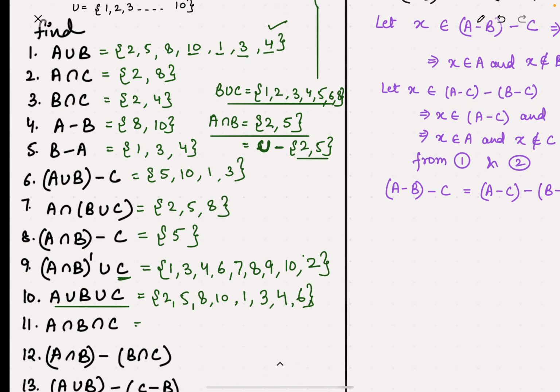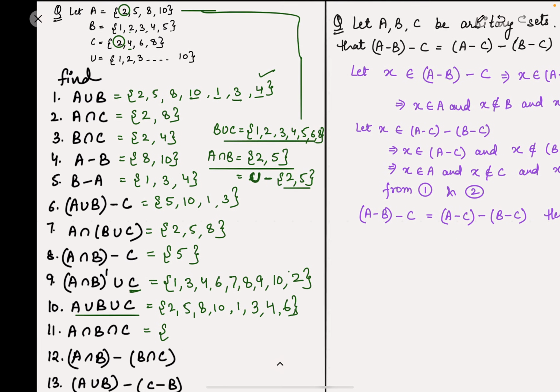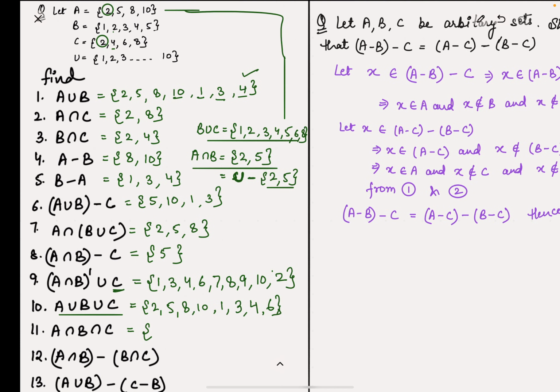Again, check the common elements between all the three sets. Here 2 is present in all the three sets, and next we don't have any other element that is common in all the three, so the answer is 2 only.